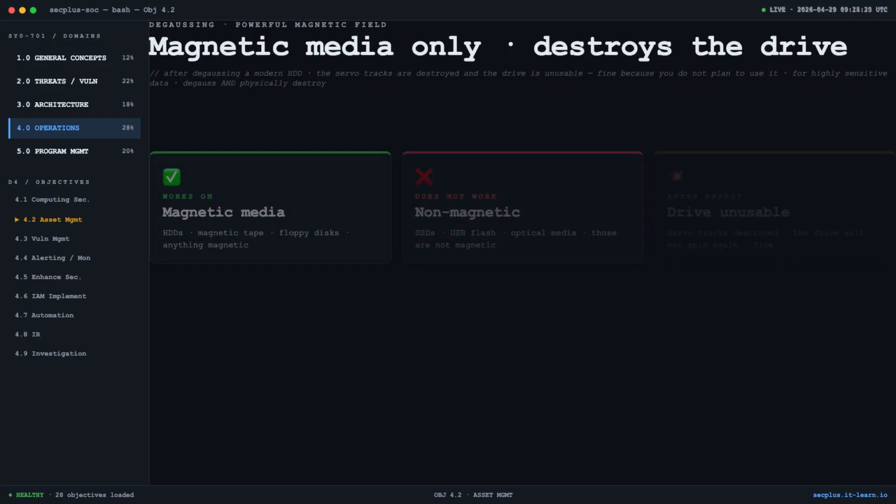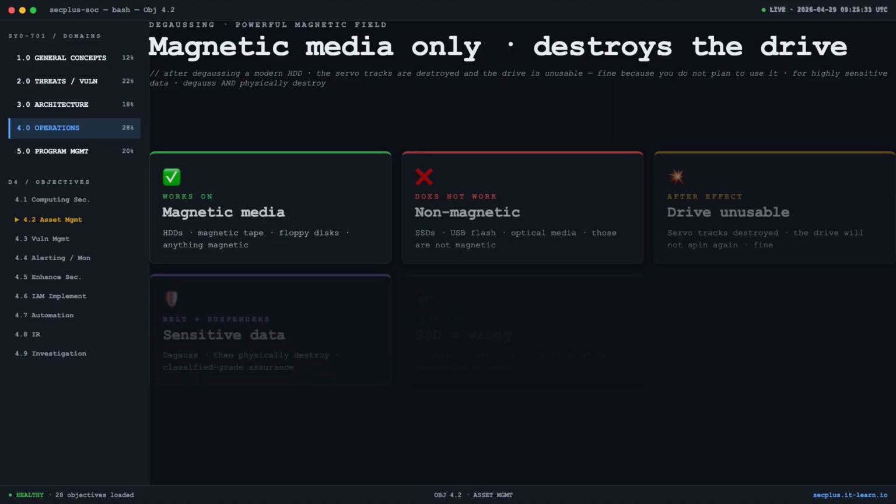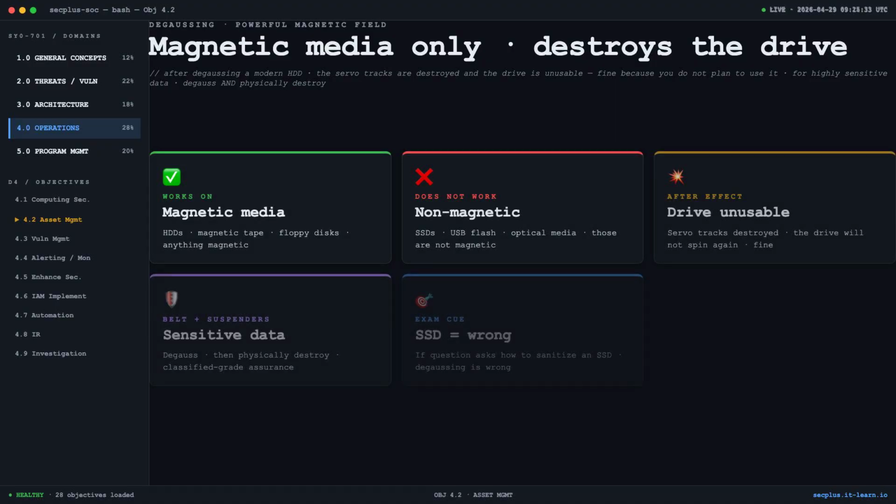For highly sensitive data, degauss and then physically destroy. The exam loves the question, what should you use to sanitize an SSD? And degaussing is the wrong answer every single time.